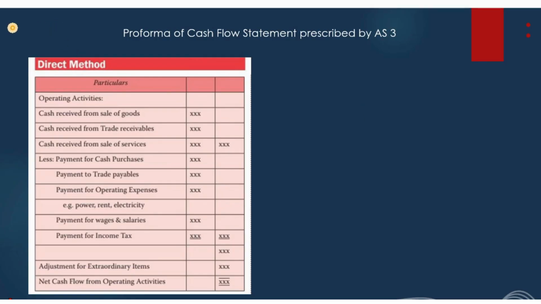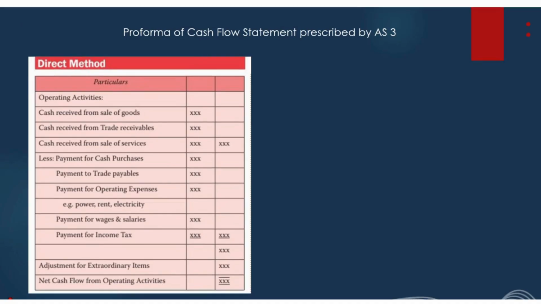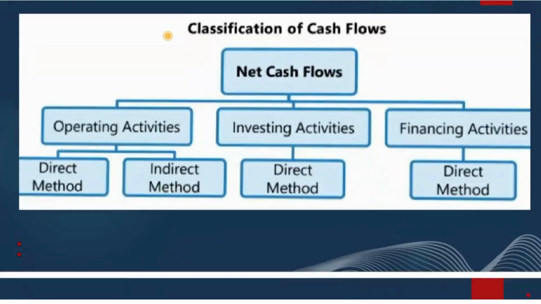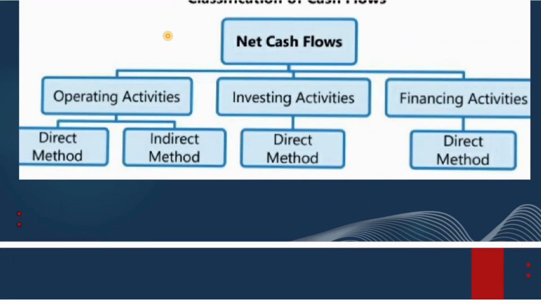As I have told you, there are basically two methods which we follow for preparing the cash flow statement. First is your direct method and second one is your indirect method. If I say all the activities follow the direct method, that means operating activity is also following the direct method, and investing activity is also following the direct method, but only under operating activities do you have two methods. Otherwise, the proforma for investing activities and financing activities remains the same.